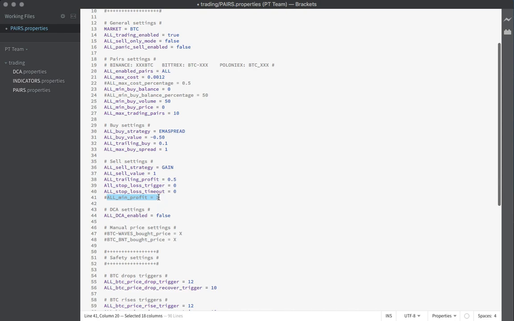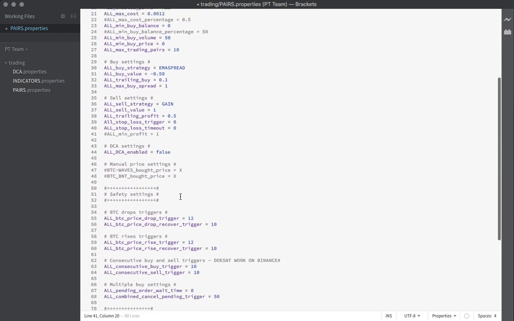Then we have all min profit. This only works with high BB. This is a minimum amount of profit, as a percentage, that you're willing to take. So on high BB, it will look to satisfy this condition in addition to your sell value before it attempts to buy or sell.